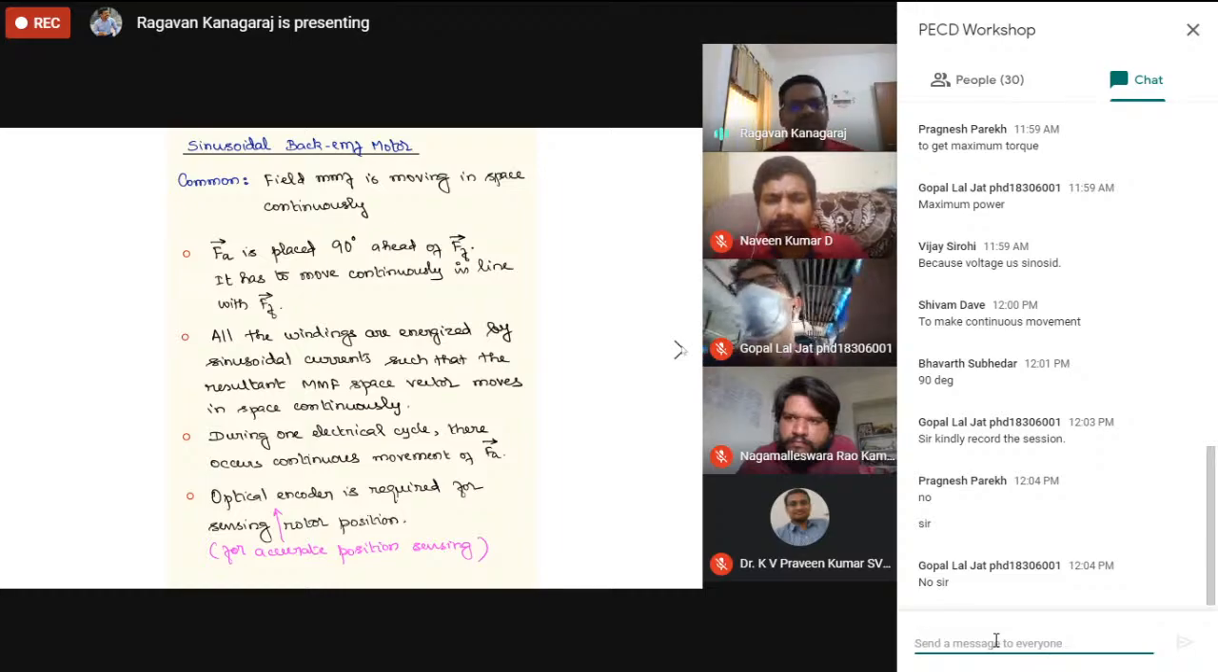When we talk about very high performance drive, let's talk about a four wheeler. For a four wheeler, this 10,000, 15,000 doesn't matter at all, actually.